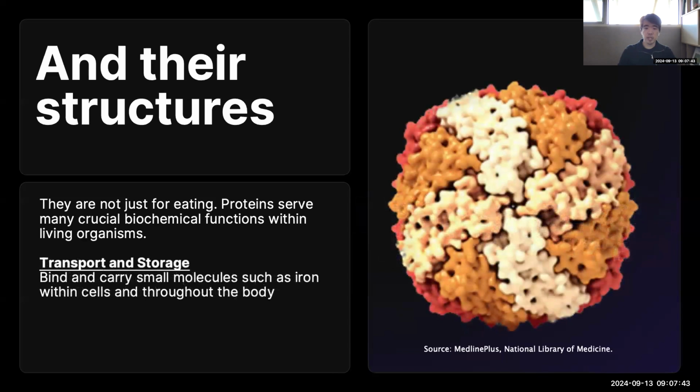And then we also have some proteins that help bind and carry small molecules such as iron within cells and throughout the body. This is the crystal structure of ferritin. It's a protein that binds iron and carries it throughout the body until it needs to be used.